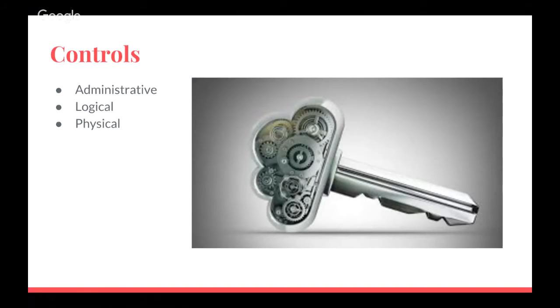So there are three types of controls. These are administrative, logical, and physical. Administrative controls consist of approved written policies, procedures, standards, and guidelines. Logical controls, which are basically technical controls, use software and data to monitor and control access. Physical controls monitor and control the environment of the workplace and computing facilities.